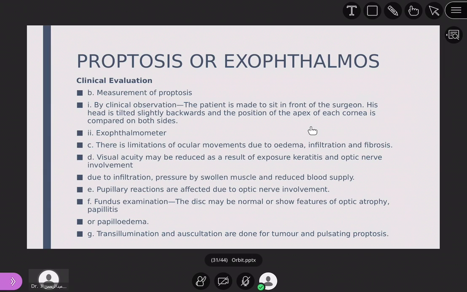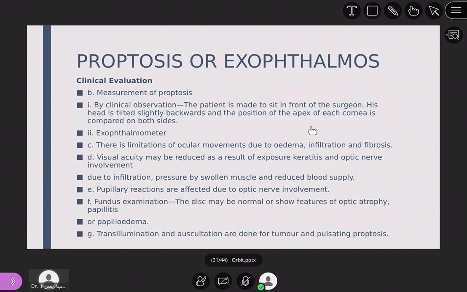Clinical evaluation or measurement of proptosis by clinical observation. The patient may sit in front of the surgeon. His head is tilted slightly backward, and the position of the apex of each cornea is compared on both sides. Meaning he raises his head and you look from above, and you will check by vision if one eye is anterior to the other. The second method, which is more accurate, is the exophthalmometer.